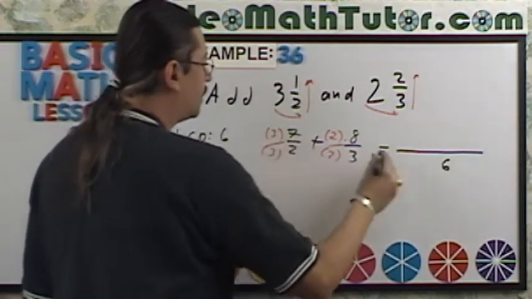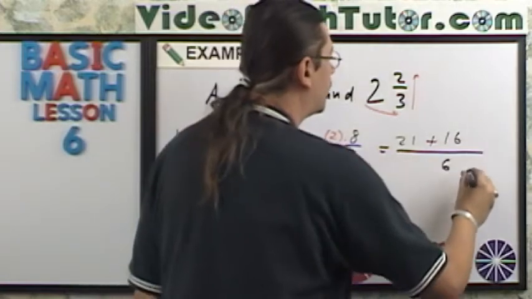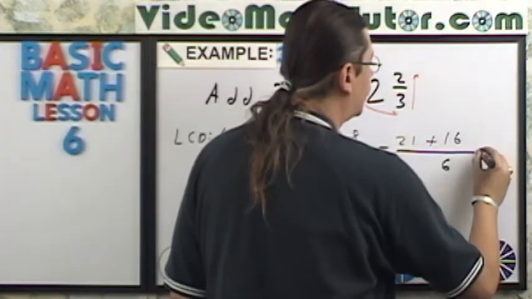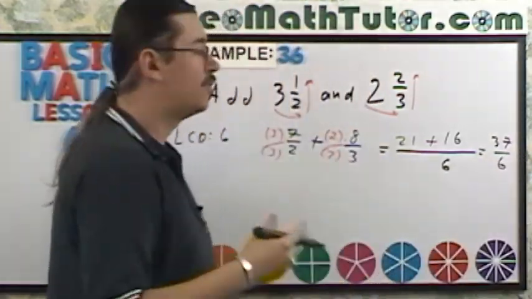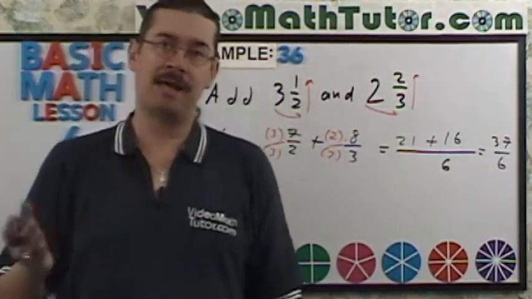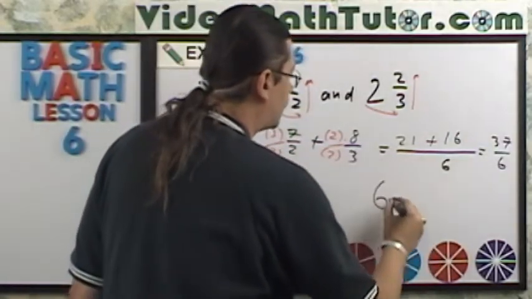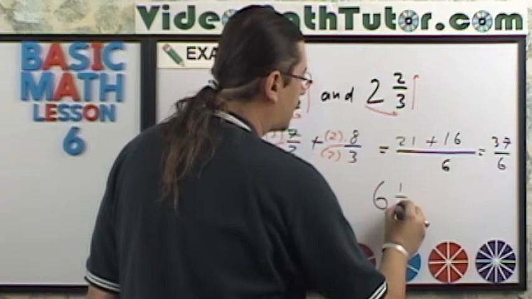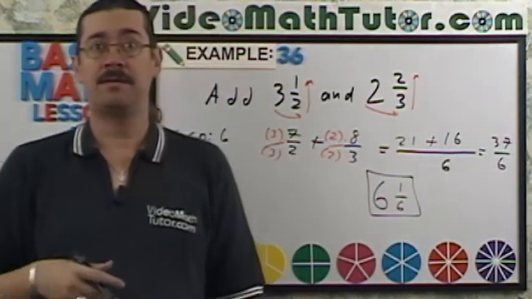For the top, we're going to get 21, and here you're going to get 16. If we add those up, we're going to get 37 6. Again, traditionally, if you start with a mixed number, you should end with a mixed number. 6 goes into 37 6 times, and we're going to have 1 left over, so that's going to be the fractional part. And there's my answer. Now let's do this with the other procedure.